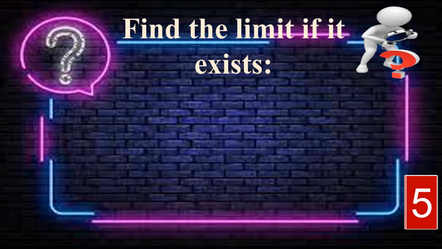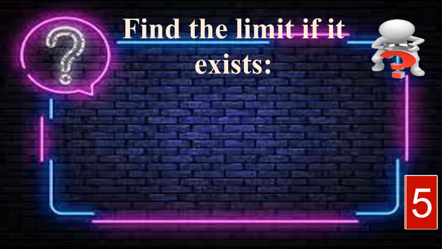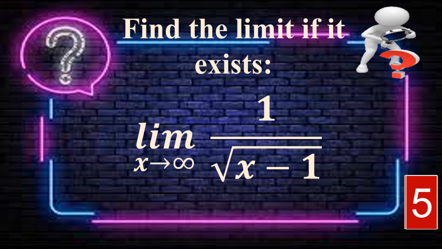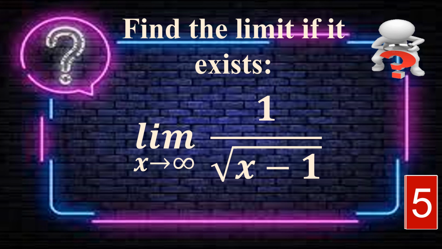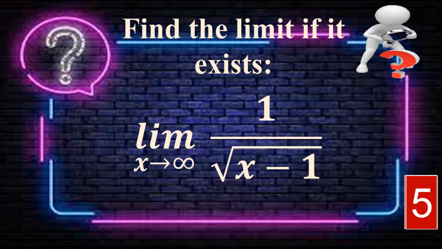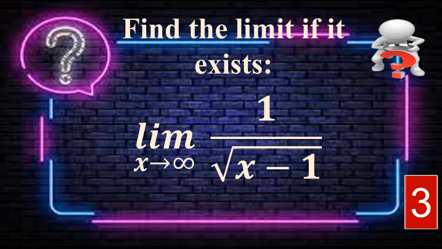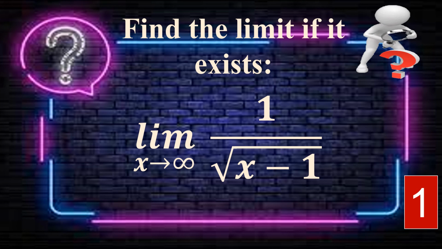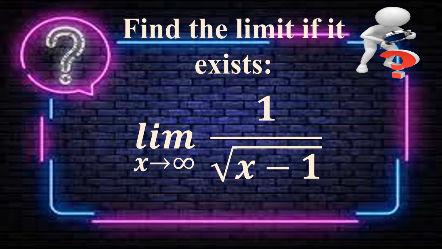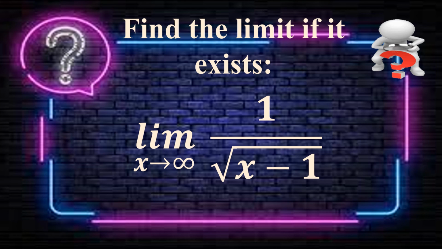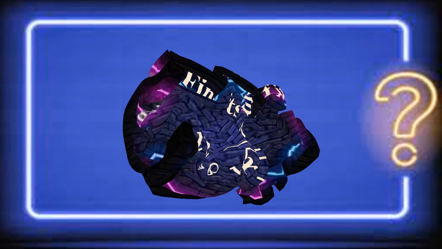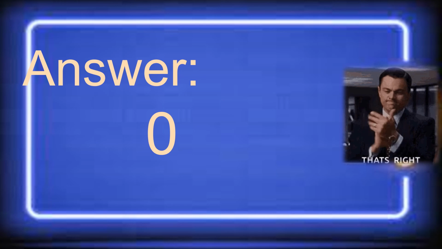Now let us have a short quiz. Find the limit if it exists. The limit of 1 over the square root of x minus 1 as x approaches infinity, in 5 seconds. That's right, it is equal to 0.